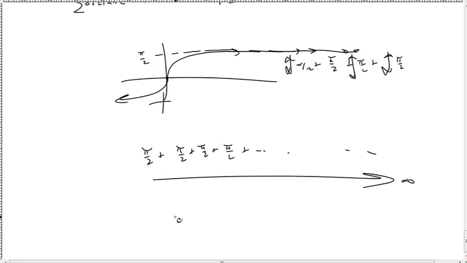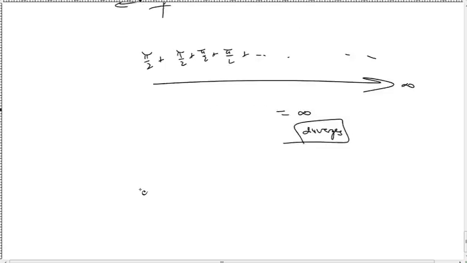Pi over 2 is about 1.57, and so you're adding a whole lot of 1.5s, or let's just say 1. 1 plus 1 plus 1 plus 1 plus 1 out to infinity. You're going to get infinity, and therefore diverges. So yes, the sequence converges, but the series diverges, okay? And see how there's a distinction there.